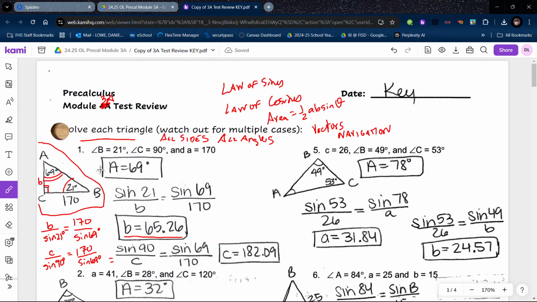For this particular one, what we had was angle, angle, side, and if I have angle, angle, side, it's going to be law of sines.